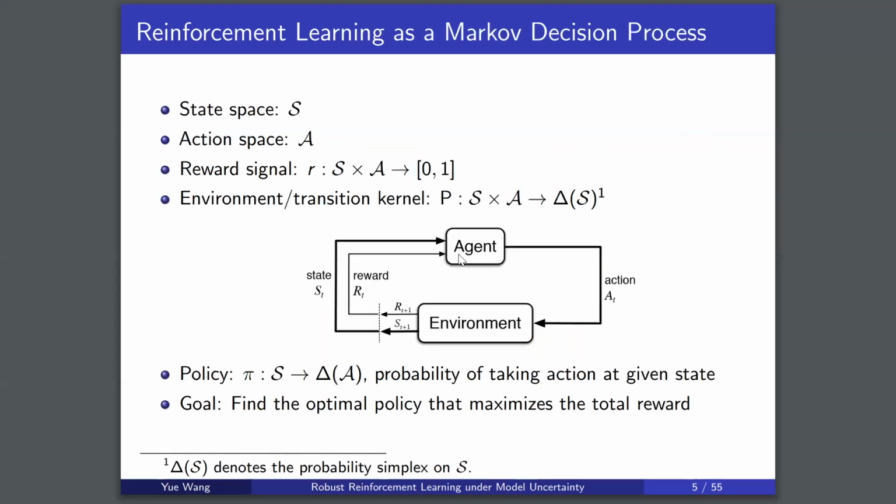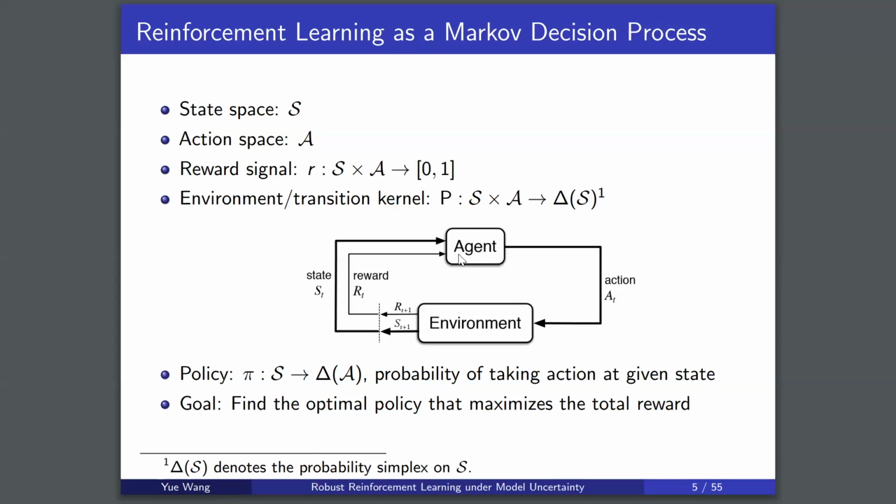Basically, reinforcement learning can be modeled as a Markov decision process. A Markov decision process has four components: a state space, an action space, a reward function or signal, and an environment or transition kernel. At each time step, the agent first observes the current state and takes an action. So the dog observes that the person threw a branch and tries to take action to fetch it. The environment then transitions to the next state and provides a reward signal to the agent. The agent receives this reward signal, observes the current state, and takes the next action.